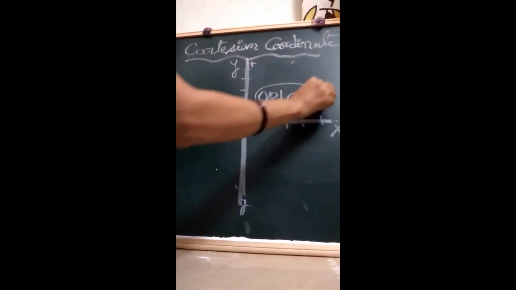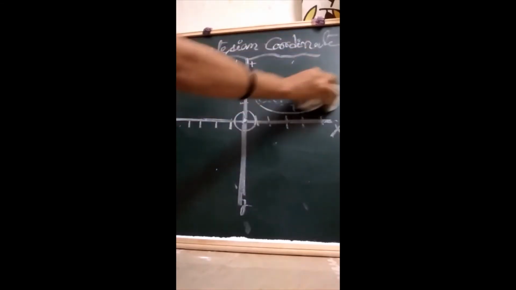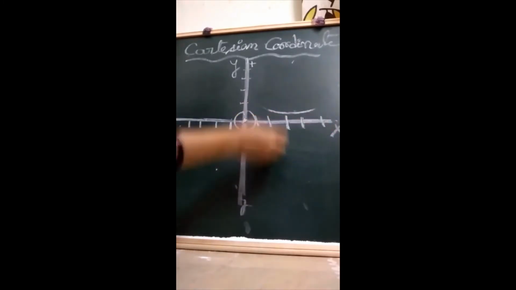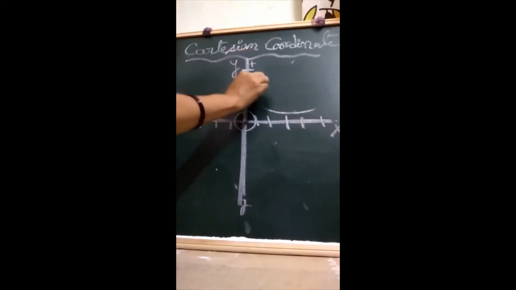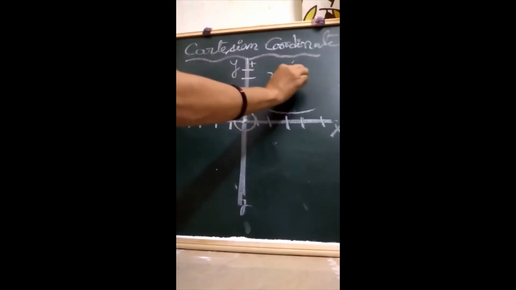According to the Cartesian coordinate system, this intersecting point of the x-axis and y-axis is known as the origin. This is the positive x zone and this is the positive y value. Here, x and y values are both positive.